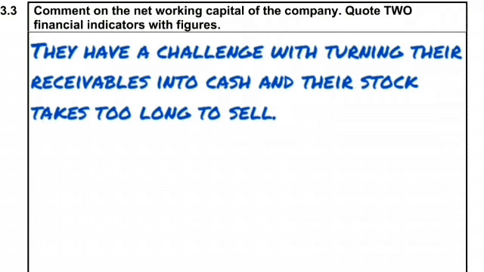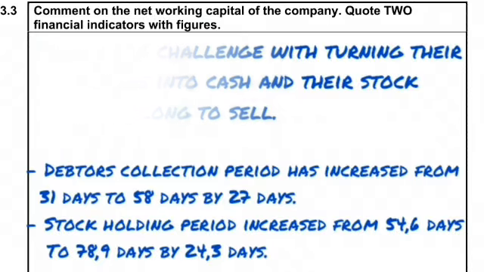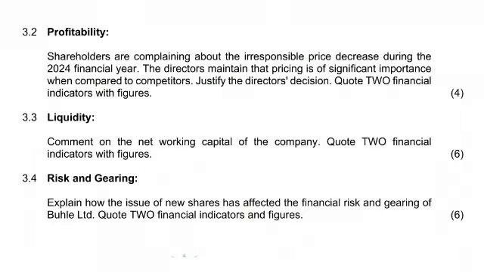And then my stock, I used to be able to sell it in 54 days. Now it takes me a whole 78 days to be able to sell it, and that's me stating there with those 2 bullet points. Debtors collection period is my financial indicator. It increased from 31 days to 58 days by 27 days. And then the second indicator is a stock holding period that increased from 54.6 days to 78.9 days with 24.3 days. It's as simple as that. Identify the indicator, show the calculation, and I had already started with my comment.